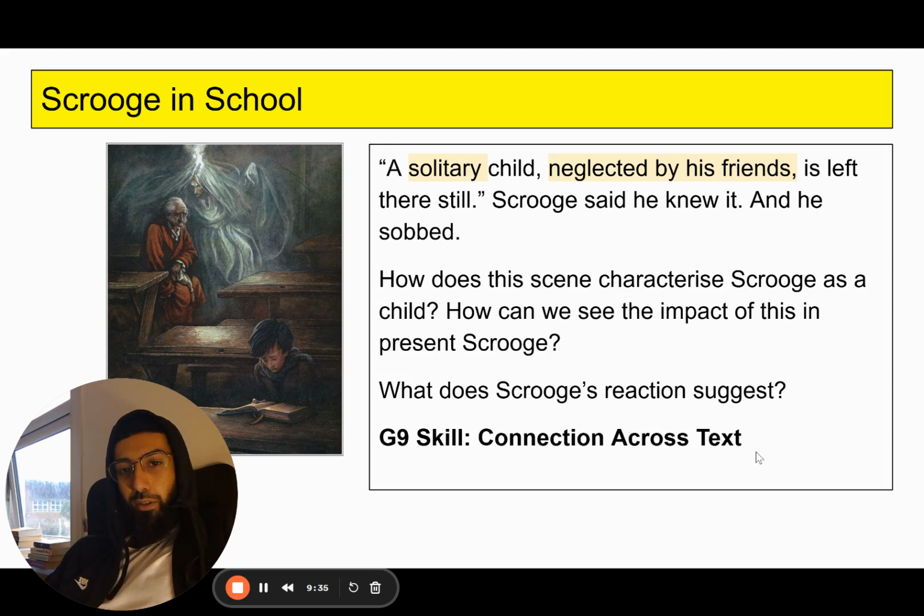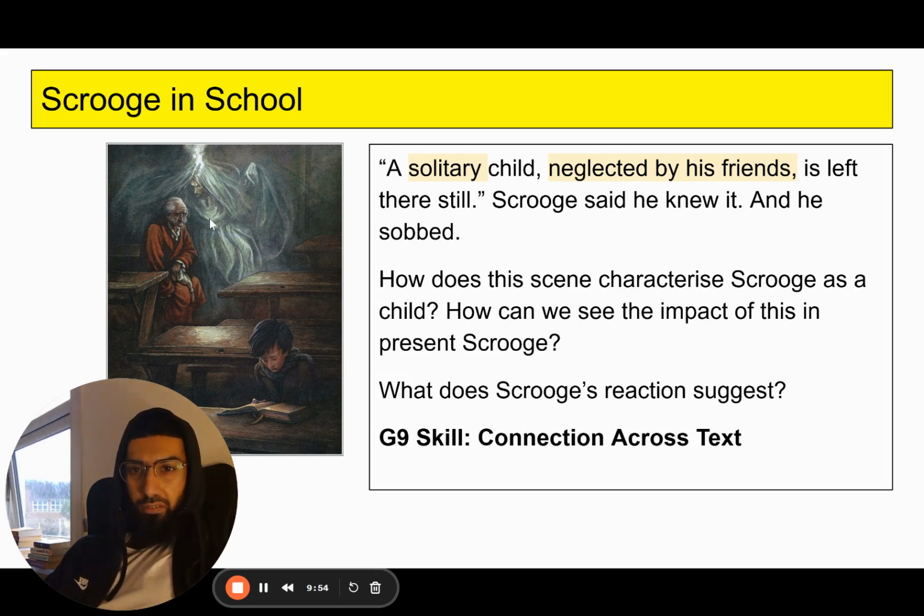So I would answer this question in your books. How does this scene characterize Scrooge as a child? And how can we see the impact of this in present Scrooge? Second question I would look at is, what does Scrooge's reaction to seeing himself as a child suggest? You can see here in the image, this is Scrooge as a kid.